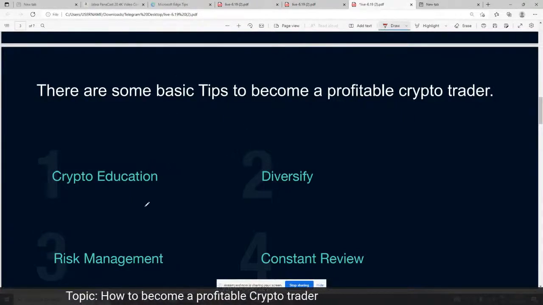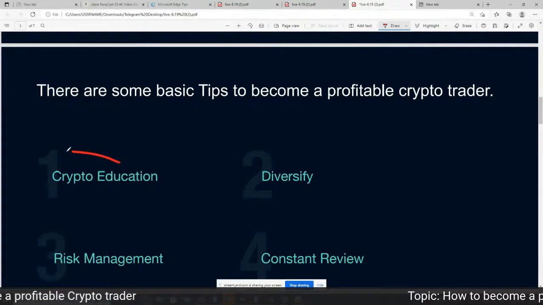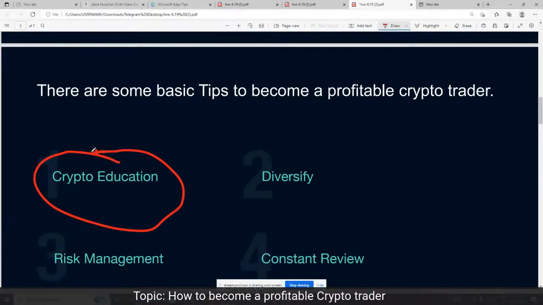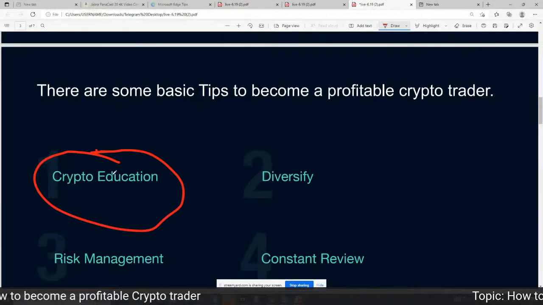The first factor we are going to talk about in becoming a crypto trader is crypto education. So, how knowledgeable are you in the crypto sector? Because if you remove this, you cannot be a profitable crypto trader.